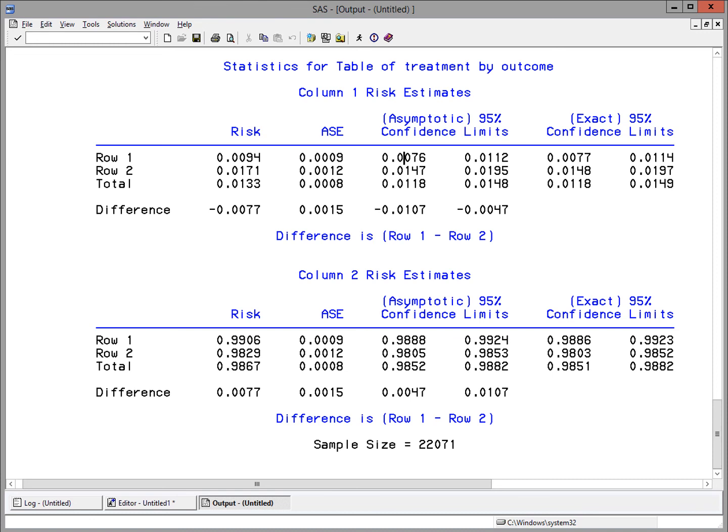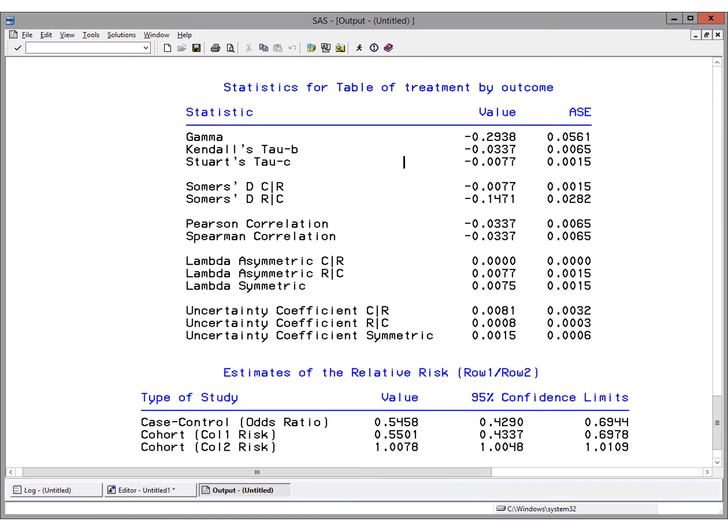All right, let's go take a look at the output for the measure statement. There's a lot of information you get from the measure statement. All that stuff up top where it says statistics for table of treatment by outcome, we haven't talked about any of that yet. We may or may not talk about that later in the class, depending on how I feel like our time is working out for us. But more importantly, if we look at the bottom, then we'll see the odds ratio.